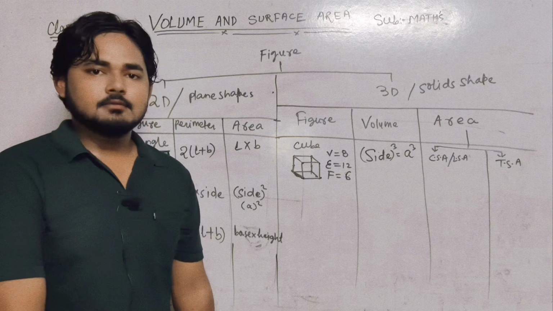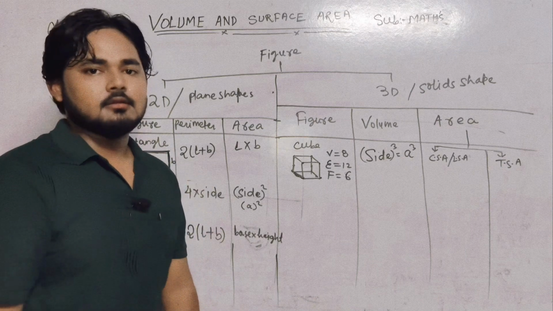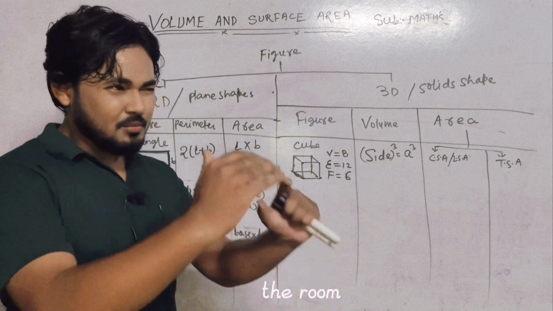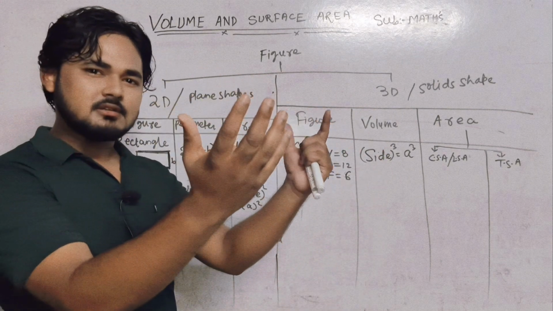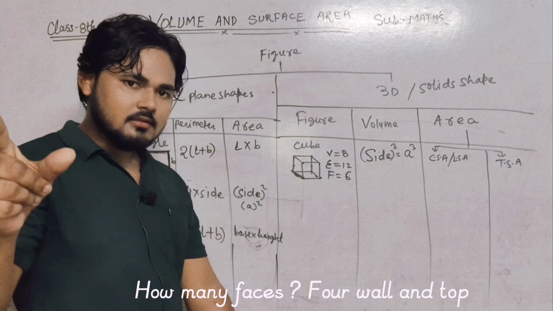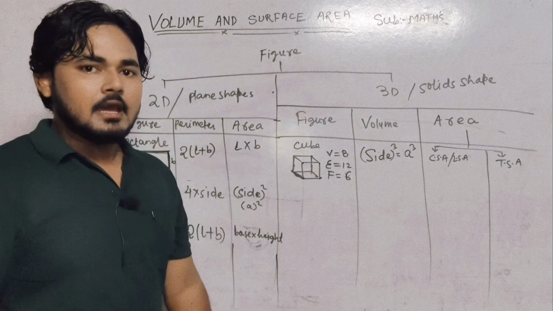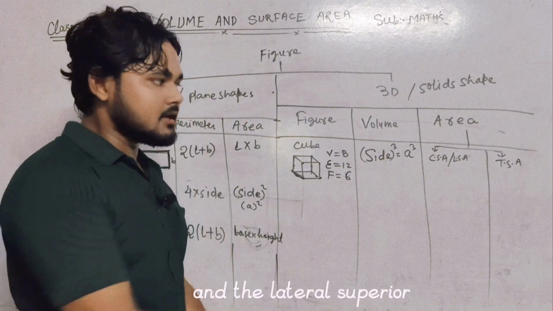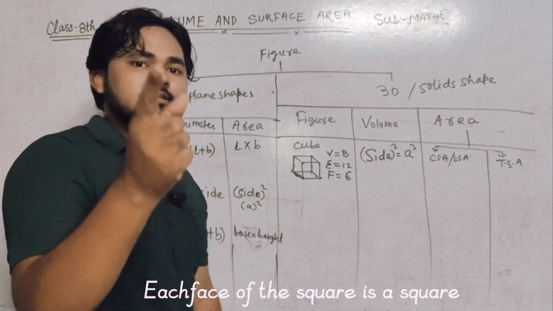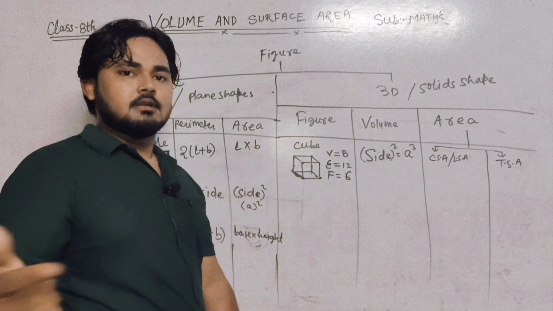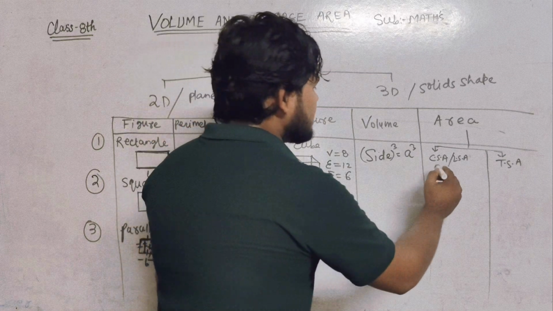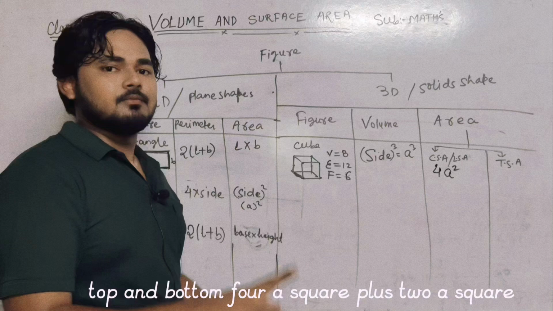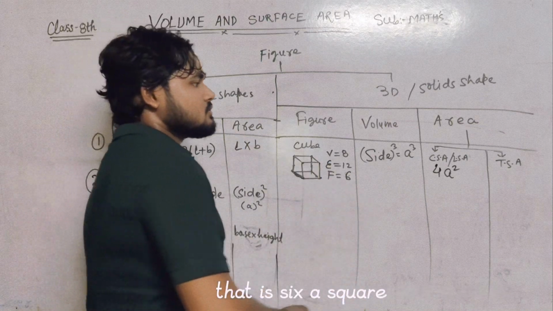Similarly, area has two types. Why? Because take one room. How many faces does the room have? 4 walls and top and bottom, so 6 faces. The area of the 4 walls is the curved surface area, also known as the lateral surface area. Each face of the cube is a square, so 4 faces make 4a square. That's why you write 4a square for the curved surface area. For the total surface area, with top and bottom, 4a square plus 2a square, that is 6a square.